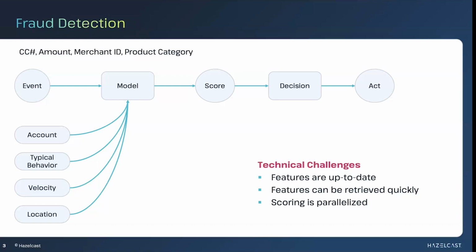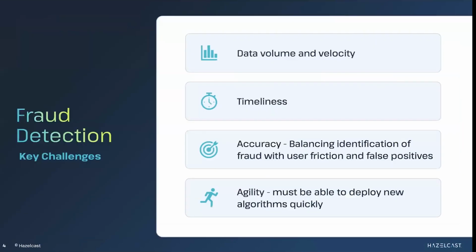And again, because of the increasing use of ML, we need to be able to run ML at scale. We need to be able to parallelize it. So some of the key challenges here are data volume and velocity. So as models get more sophisticated, the amount of input data that they need is also going up.